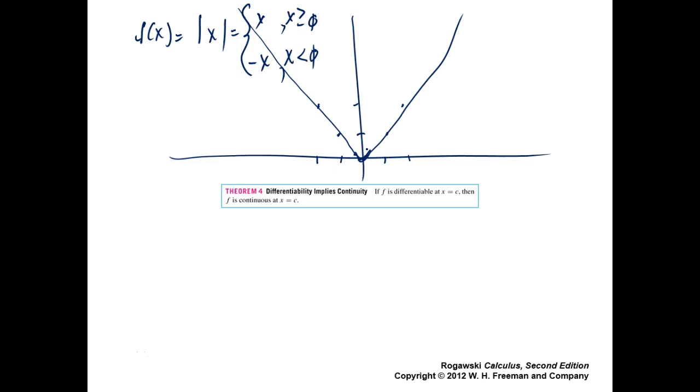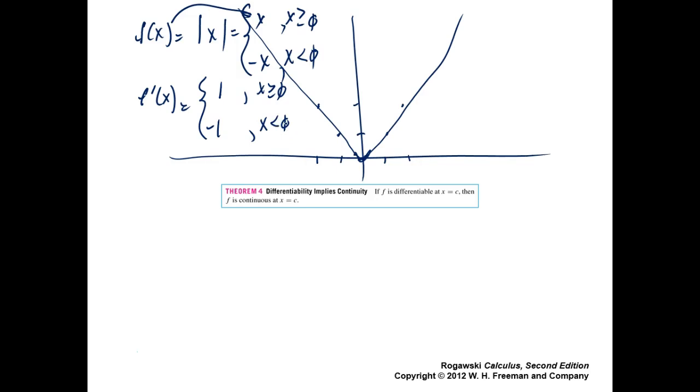What's the derivative of this function? F prime of x. Let's take f prime of the right-hand side. What would that be? You take a derivative of x, and what do you get? 1. That's anytime x is greater than or equal to 0. Take the derivative of negative x, and what do you get? Negative 1, anytime x is less than 0.